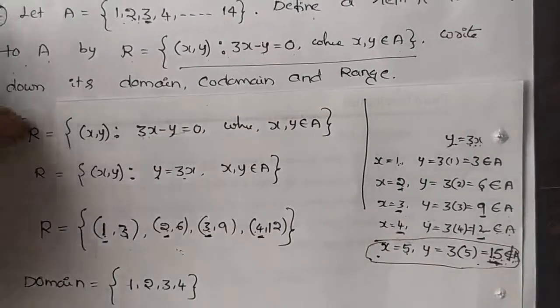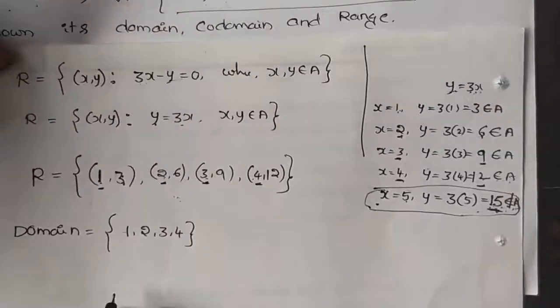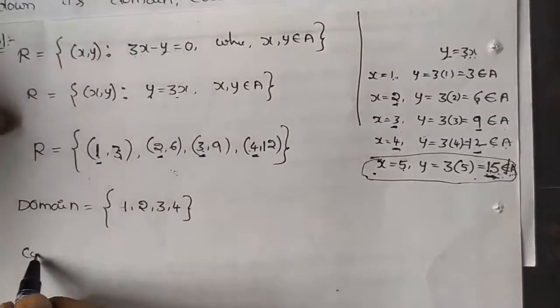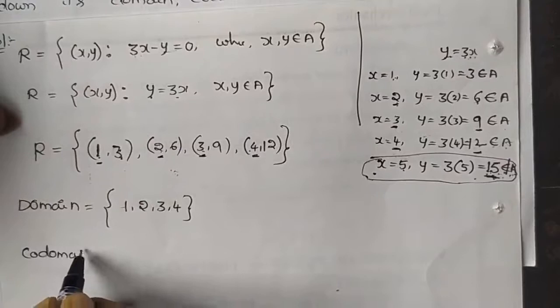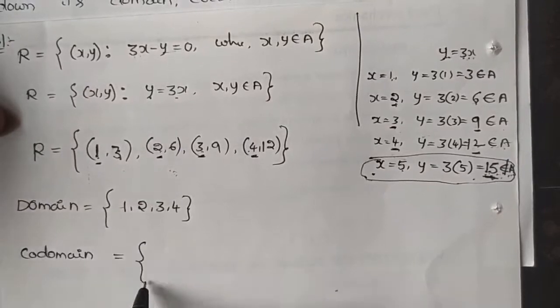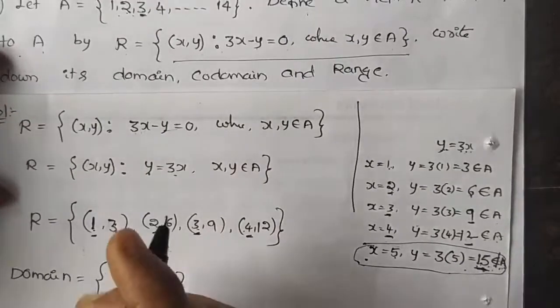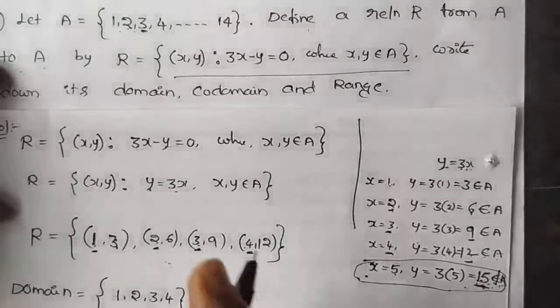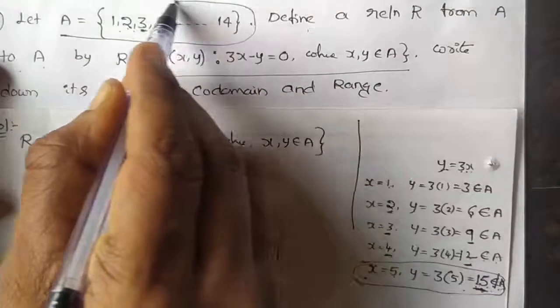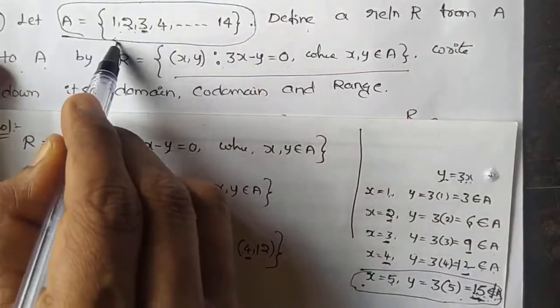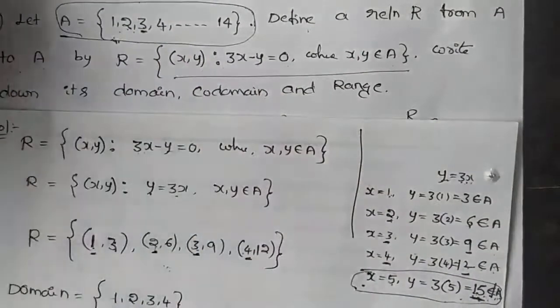Okay. Now, what about the codomain? The entire set A is called the codomain. The given set A is also called the codomain.